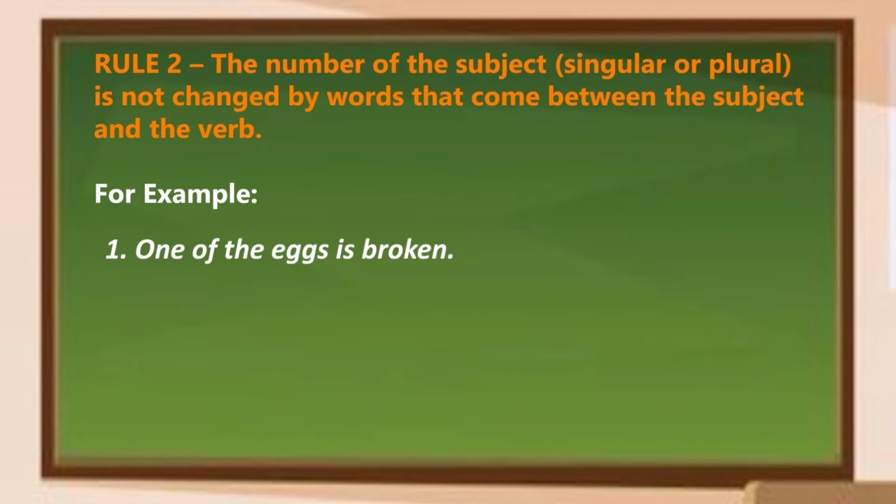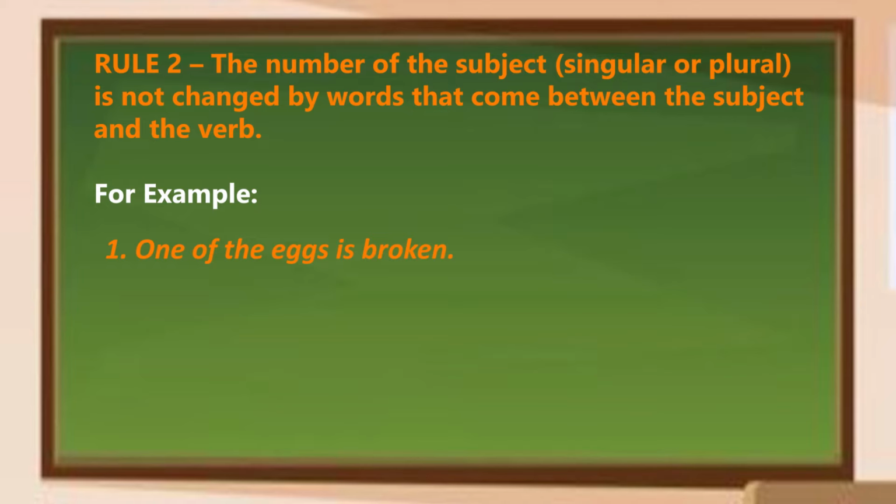Now the second rule we want to look at in today's class states, the number of the subject, singular or plural, is not changed by words that come between the subject and the verb. I want to say that again and take my time. The number of the subject, be it singular or plural, is not changed by words that come between the subject and the verb. For example, one of the eggs is broken.